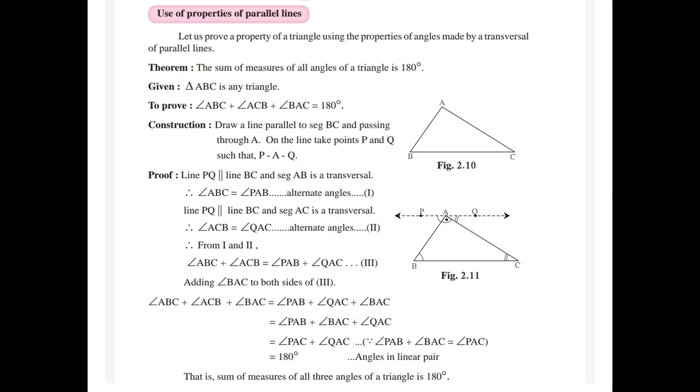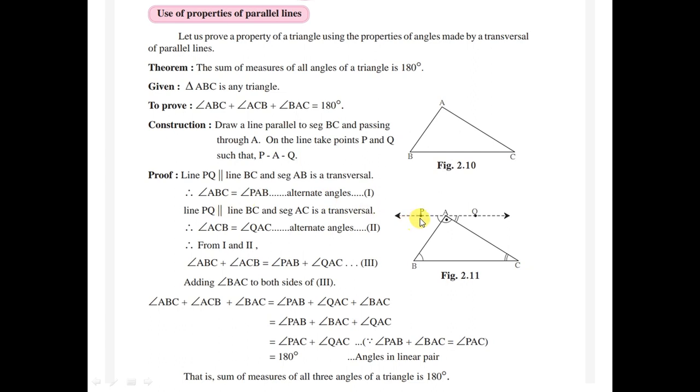Draw a line parallel to BC here. This is the BC side. We have to draw a line which is parallel to BC, and that line passes through point A. On the line take the points P and Q such that A is between P and Q.